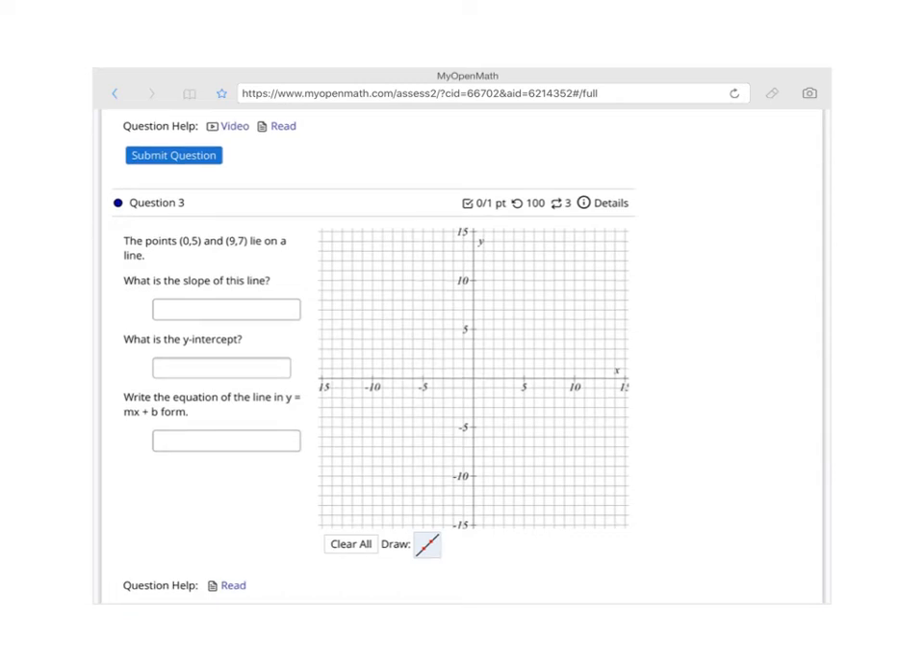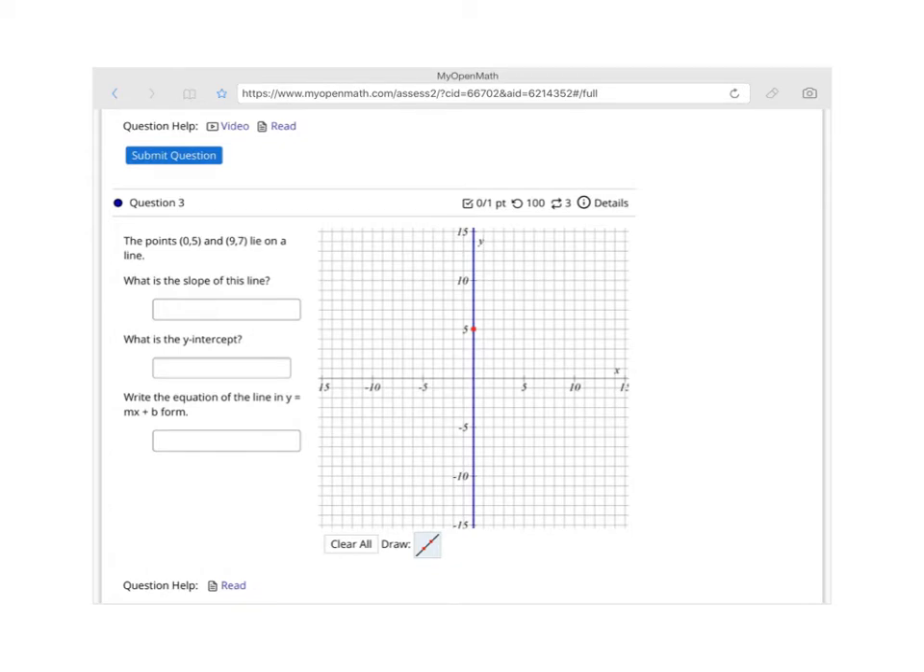Okay, now we're going to take a look at Algebra Bootcamp Day 2, number 3. The first thing we want to do is graph the line. In order to do that, all you're going to do is go to the first point, which is 0, 5. So I go over 0 and up 5 to that point there.